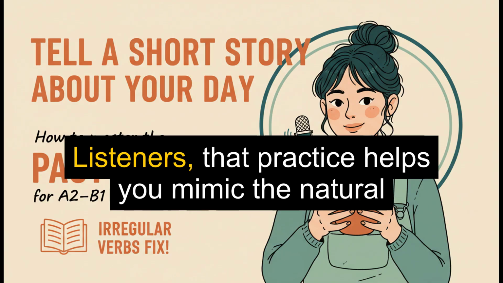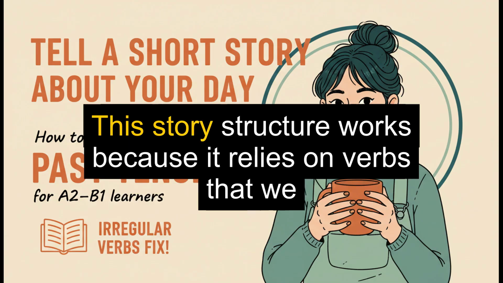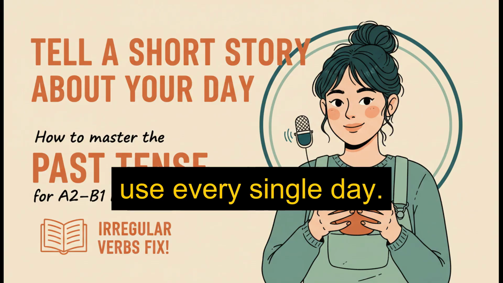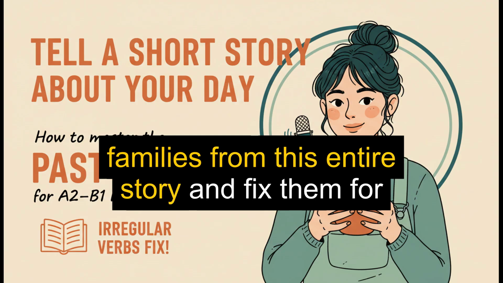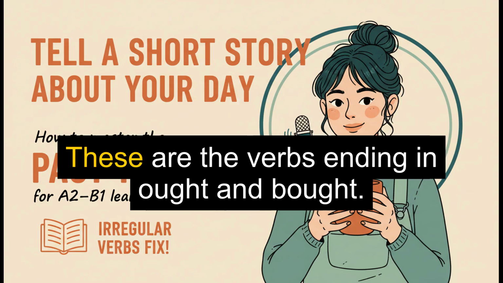Fantastic. Listeners, that practice helps you mimic the natural rhythm. This story structure works because it relies on verbs that we use every single day. Let's isolate the 3 most confusing irregular verb families from this entire story and fix them for good. These are the verbs ending in ought and aught.